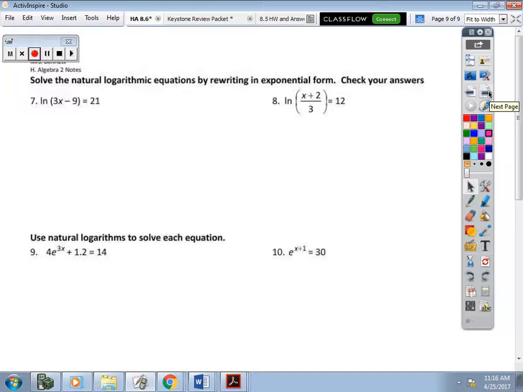Since we're a little short on time, which one do you want to do, 7 or 8? 8. Okay.